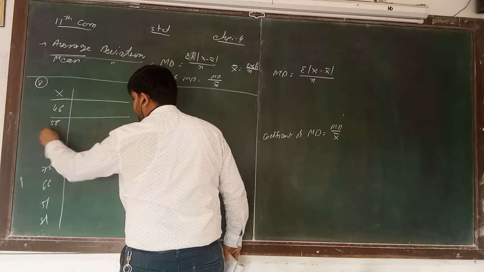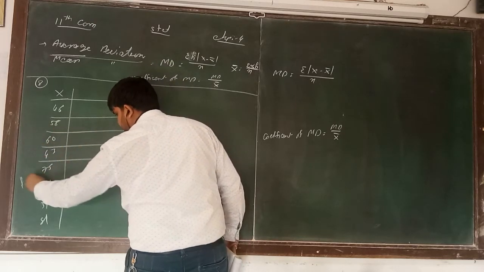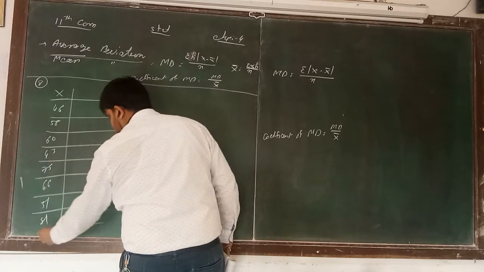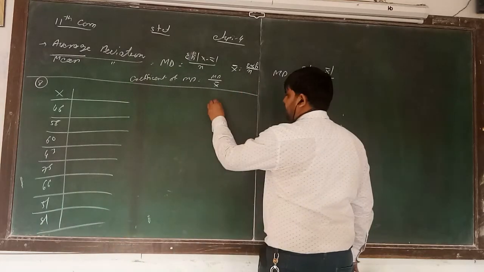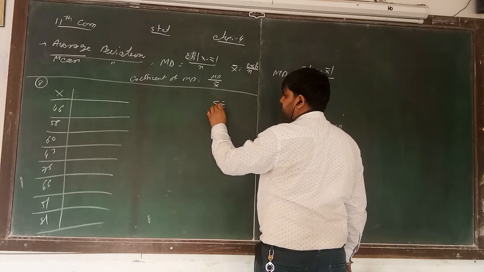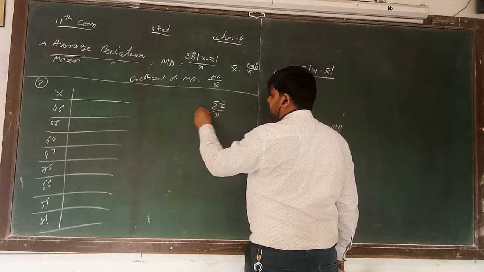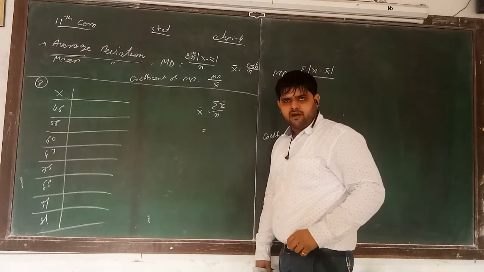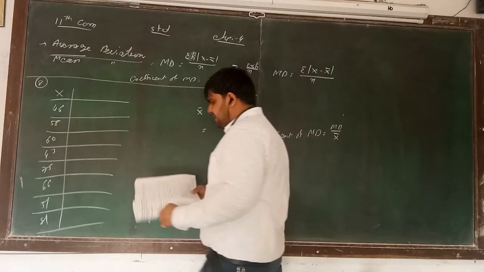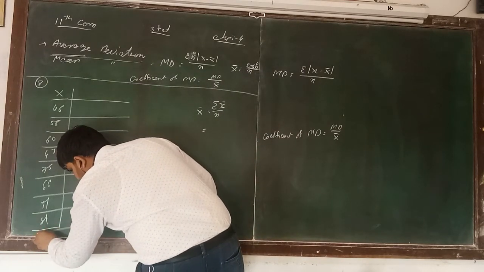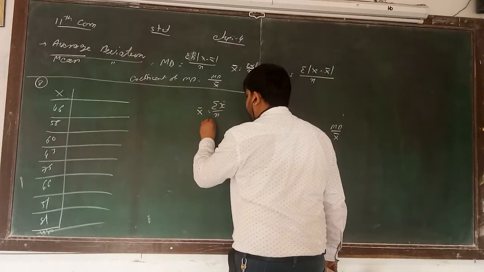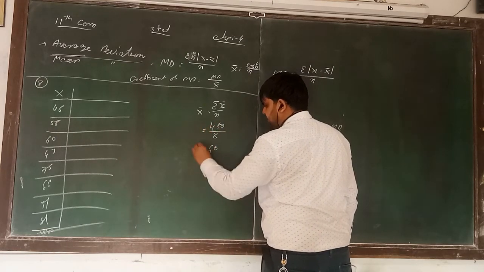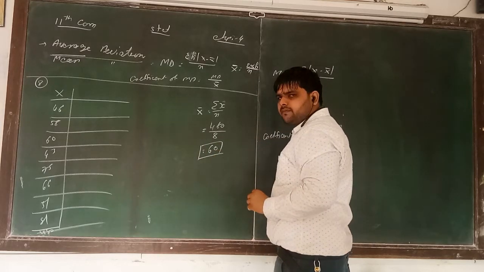With the help of this data, first of all we have to find out x bar. How can we find x bar? Sigma x upon n. This is the formula of x bar. So we do the summation of all, and the answer is 480. So 480 divided by 8, the answer is 60. So this is the mean.